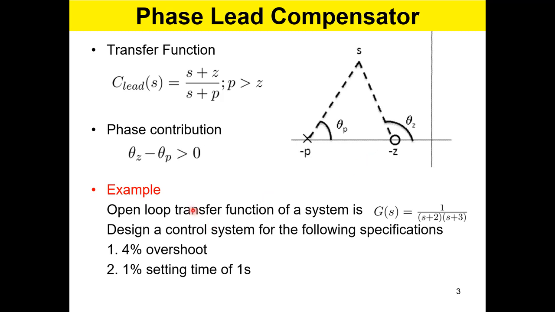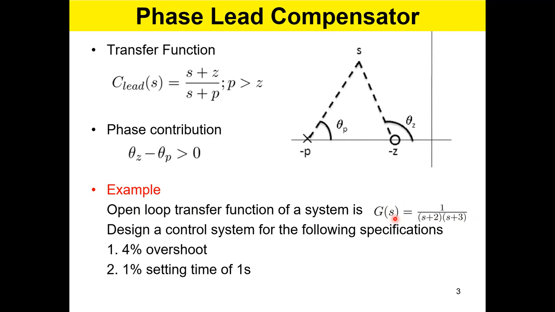So to appreciate the lead compensator, let's work out an example. Let's work out an example. So look at this one. The open loop transfer function of a system is this. I give you 1/((s+2)(s+3)). So it is the open loop plant. It has two poles. One is at -2, the other one is at -3. Two poles, open loop.